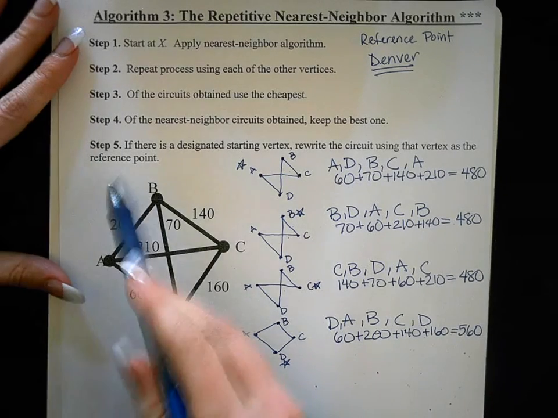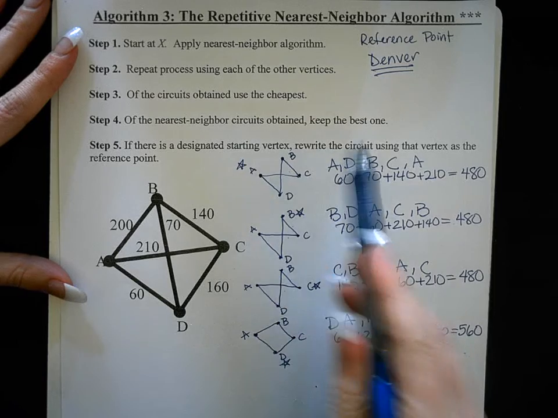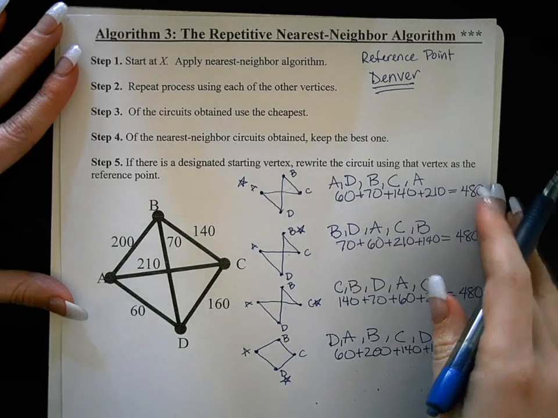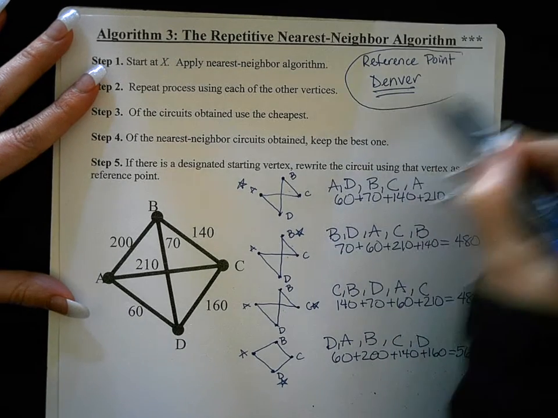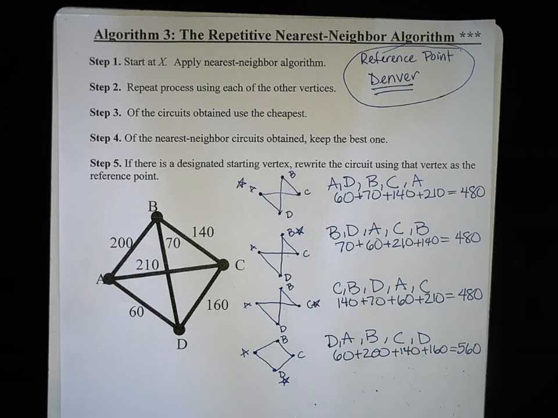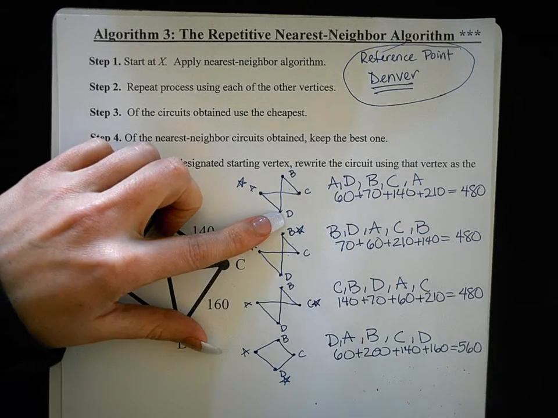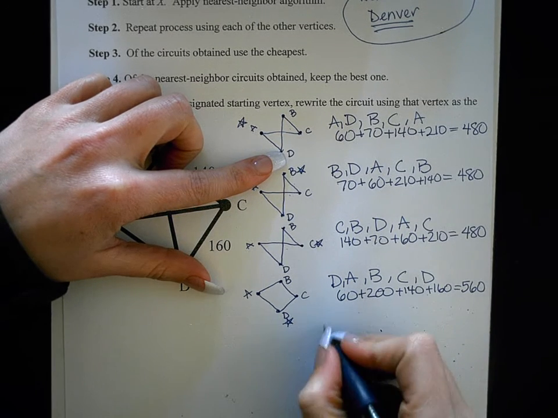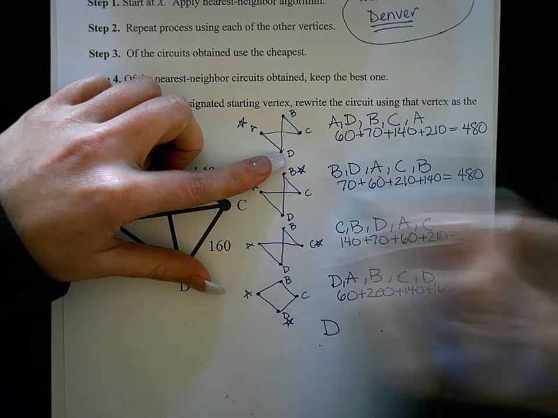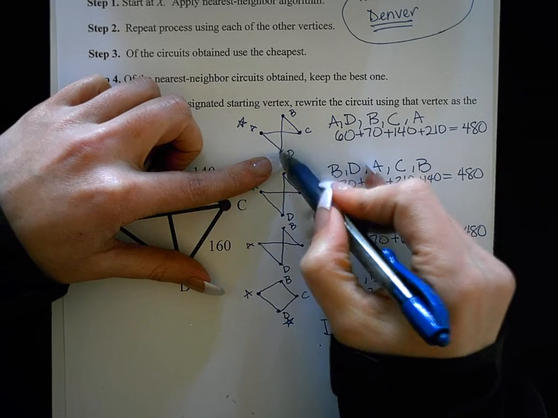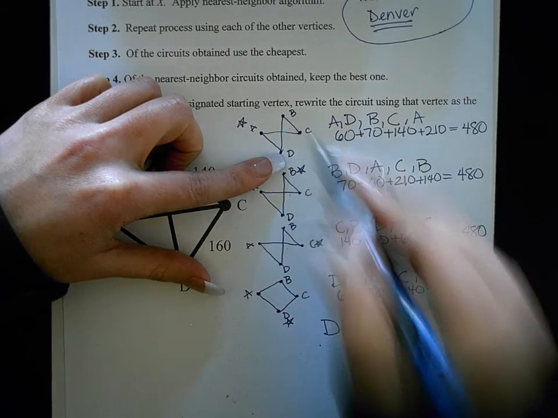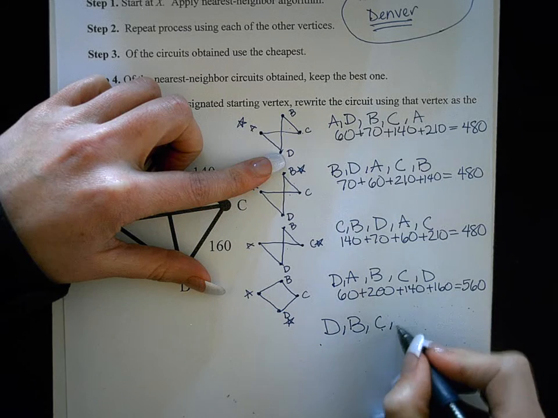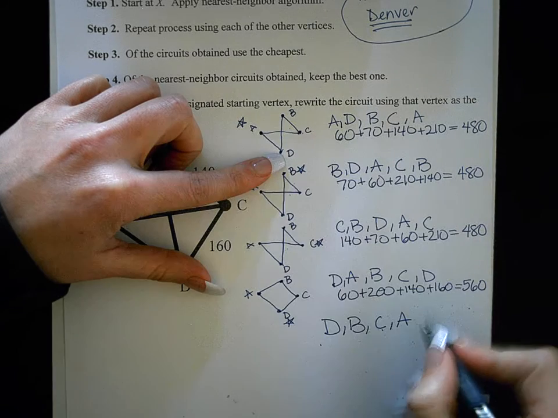However, at the end it says if there's a designated starting vertex, rewrite the circuit using the vertex as the reference point. So we do have a designated vertex. We are writing this for a salesperson that lives in Denver. So I'm just going to pick one of these and write it for the person living in Denver. So we're going to start at D. This is one of the least, and let's go to B first. From B, we can go to C, and then to A, and then back to D.